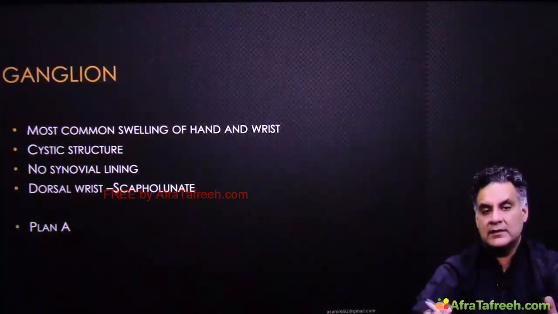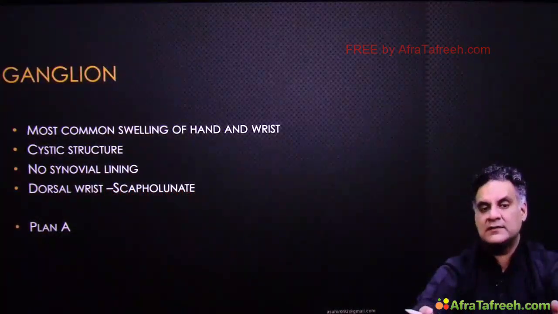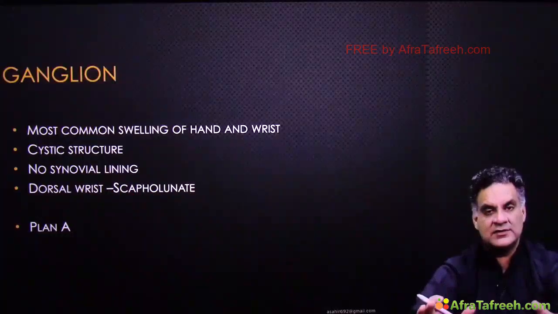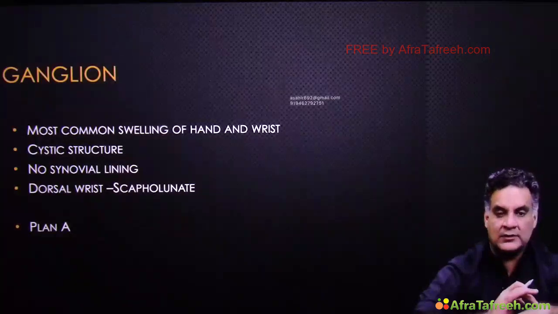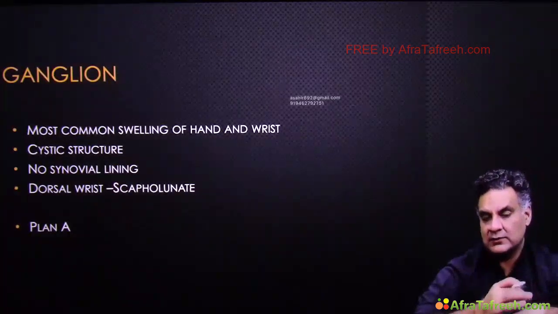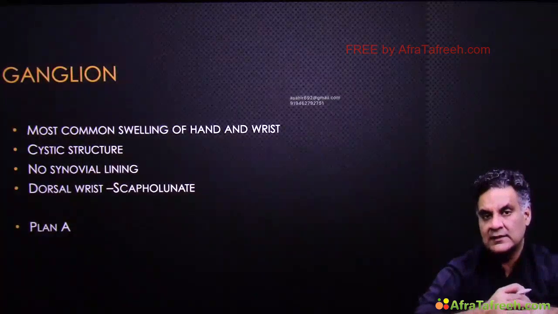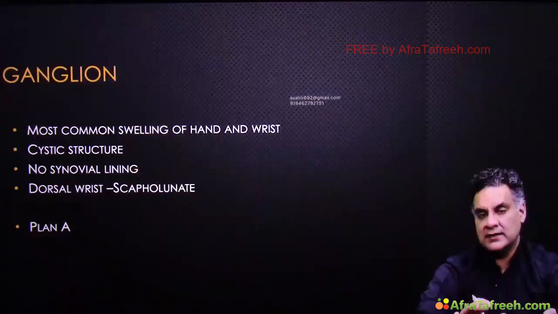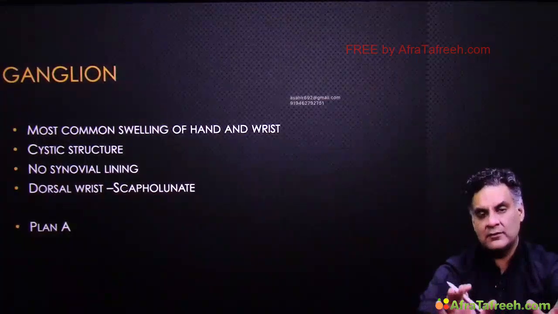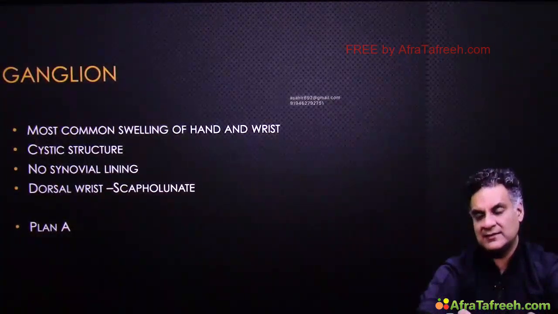Ganglion is the most common swelling of hand and wrist. It's a cystic structure, not lined by synovium, mainly on the dorsum of the wrist. The synovial fluid along with the area will pop out in between the scapholunate. Treatment: rest, no relief, local steroid, no relief, excision.